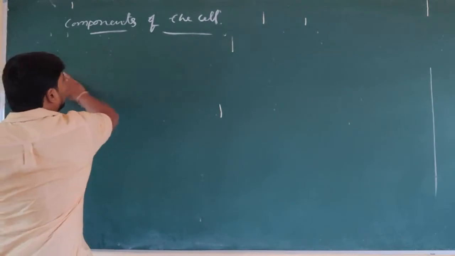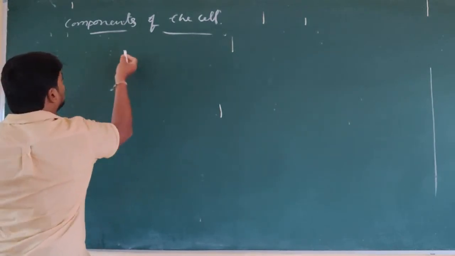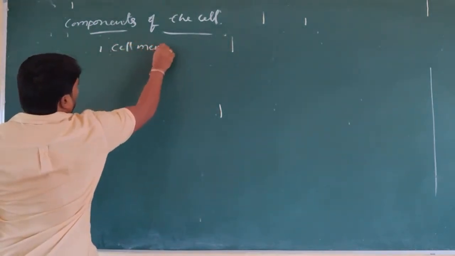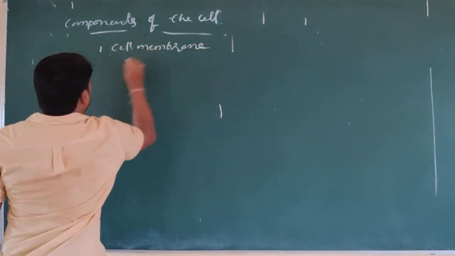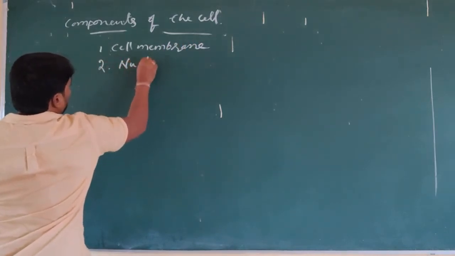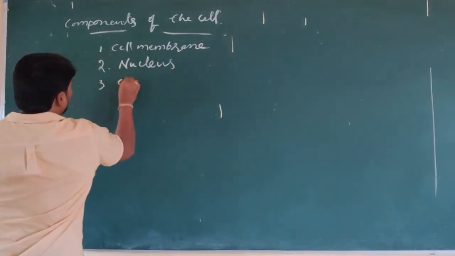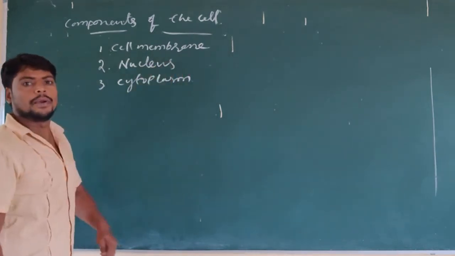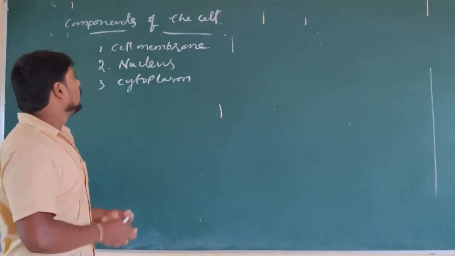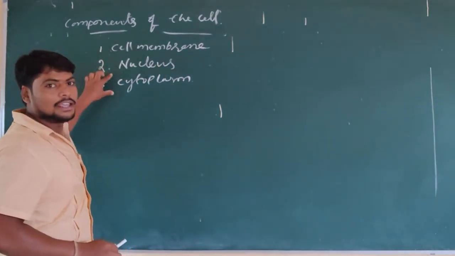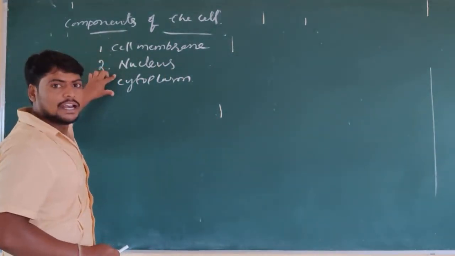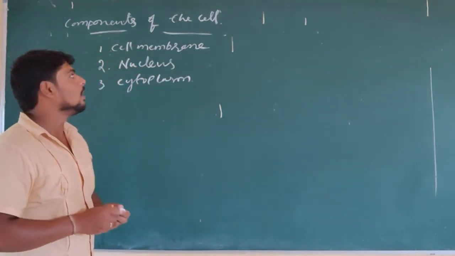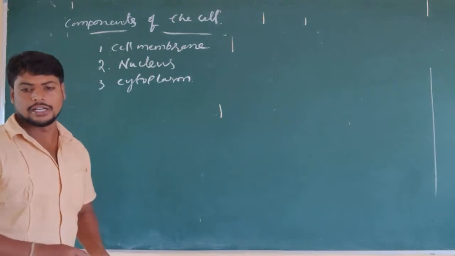A cell consists of three parts. What are the three parts? Number one, cell membrane, nucleus, and cytoplasm. So these are the three components of a cell. Now we are going to discuss only these three: what these three parts of the cell are and what their functions are.